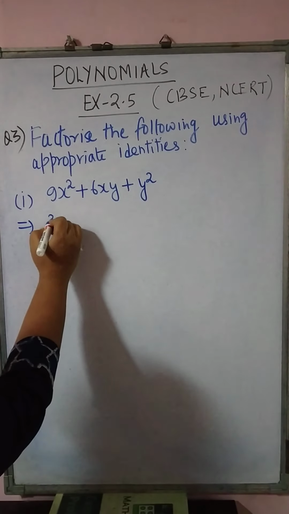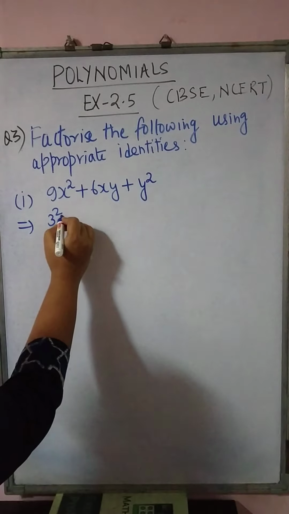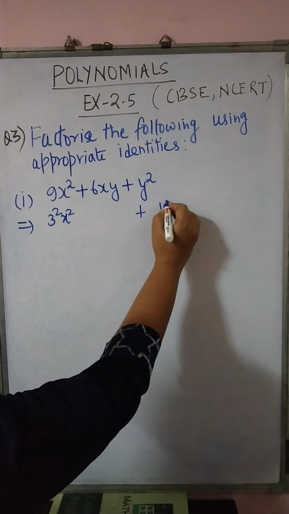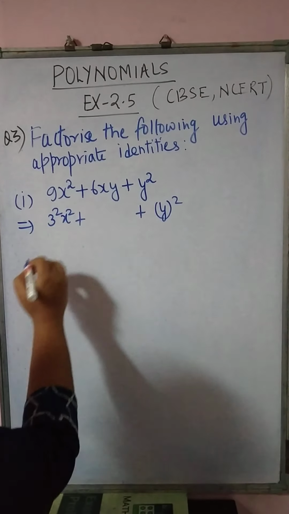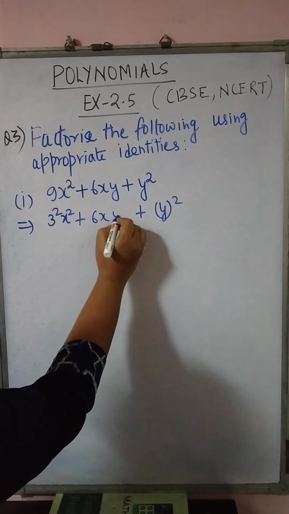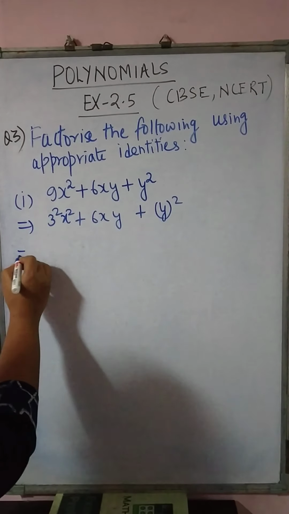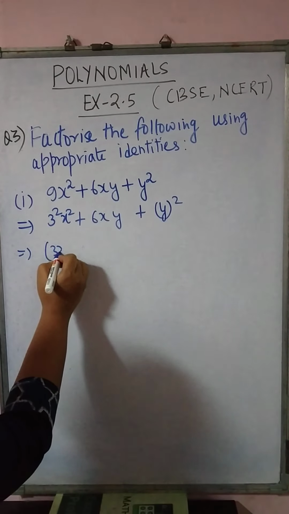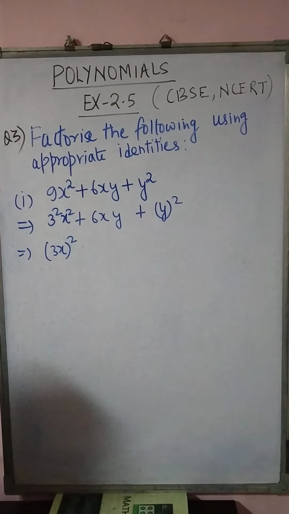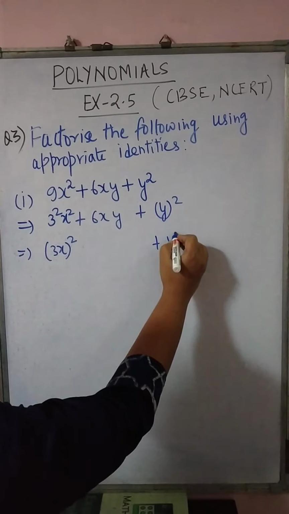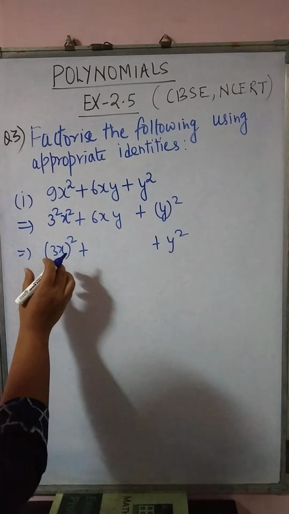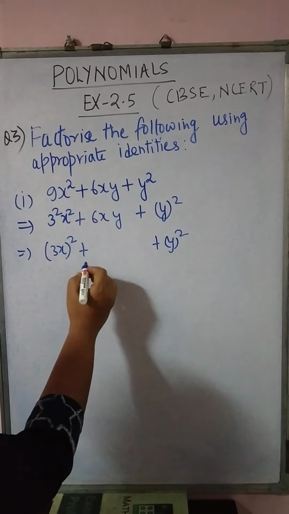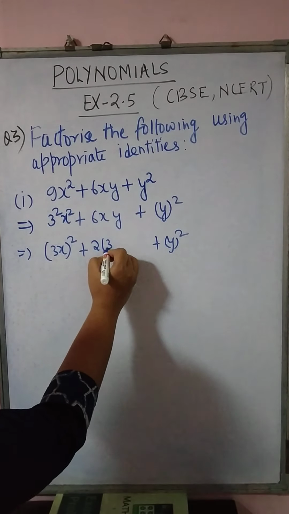9x² can be written as 3 square x square. y square is a square of y, plus 6xy. Now one more step: 3 square x square, when you take the square common, can be written as 3x whole square. And this is y square. So if you take this as A, this as B, this center term can be written as 2AB.